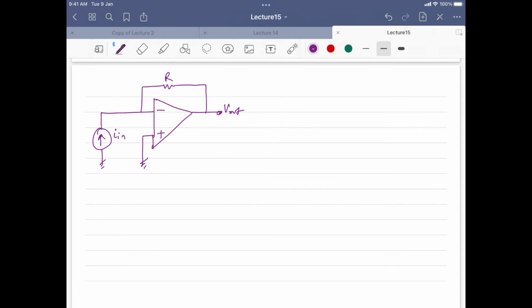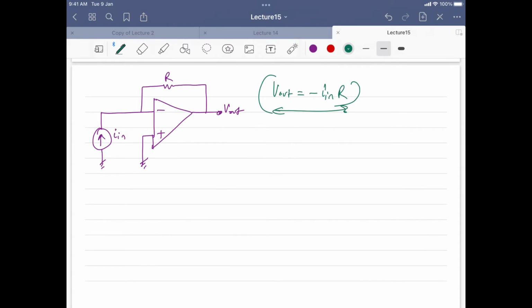V out equals I in R. No, it's not right. Any other answers? Hello? Yes, minus I in into R. Yes. So actually, V out is nothing but minus I in times R.